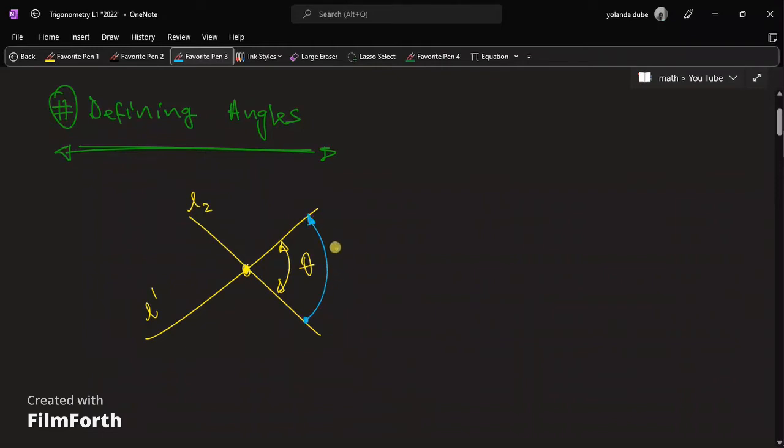counterclockwise in that direction. So if I measure angles this way, then this is what I refer to as a positive angle. So if you measure an angle going in a counterclockwise direction, this is what we refer to as a positive angle. But then suppose you measure angles this way. You decide to measure an angle this way.